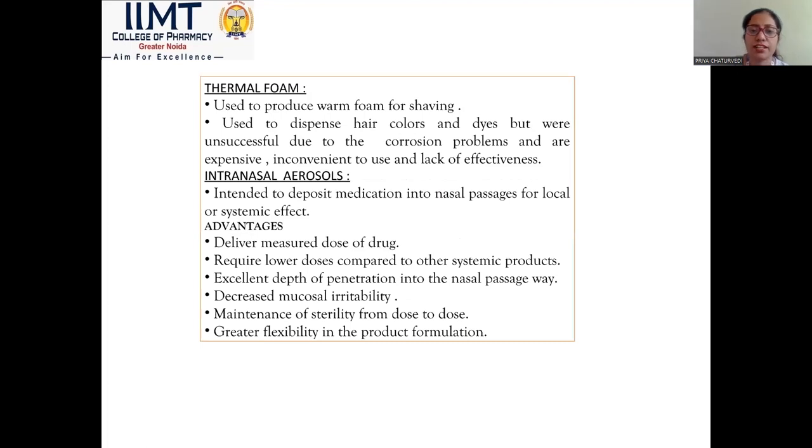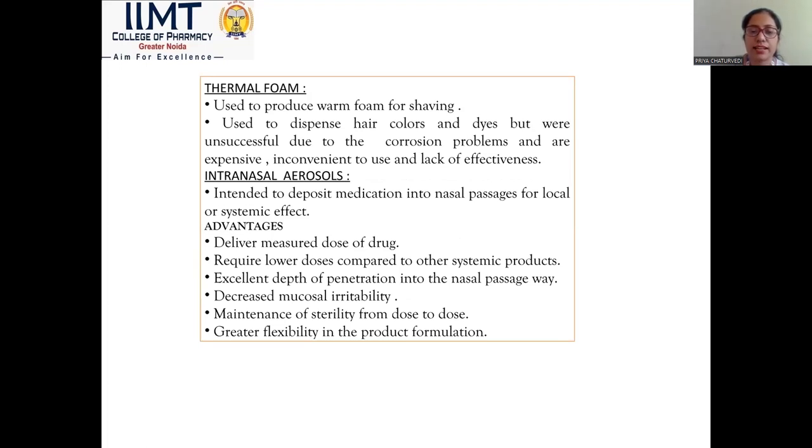Thermal foams. It is used to produce warm foam for shaving. It was also tried to dispense hair colors and dyes, but was unsuccessful due to corrosion problems, and is expensive, inconvenient to use, and lacking in effectiveness.